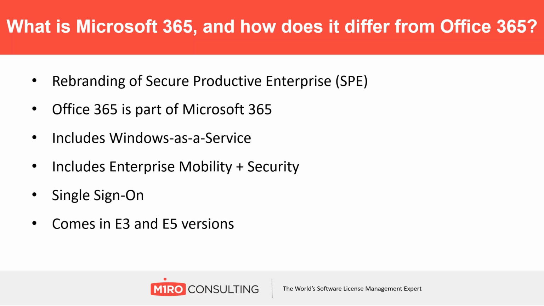So let's begin with our open Q&A for Microsoft. And our first question is, what is Microsoft 365 and how does it differ from Office 365? Microsoft 365 is essentially just Microsoft's rebranding of the Secure Productive Enterprise, or SPE. It represents a bundle of which Office 365 is part, right? So it also includes, in addition to Office 365, Windows as a Service. That's Windows 10 licensed in the per user metric versus the traditional per device construct.